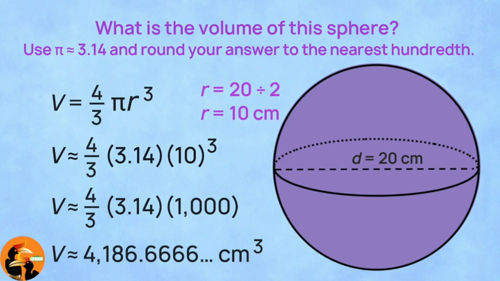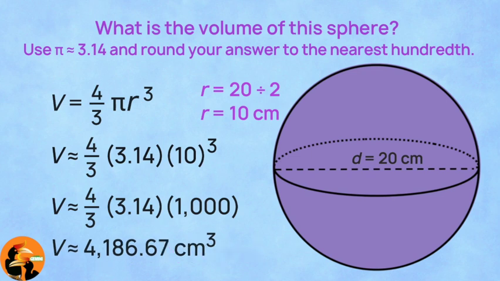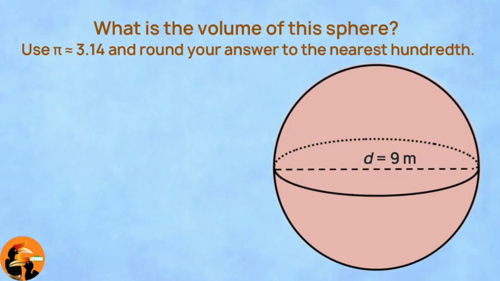Notice that the problem asks us to round our answer to the nearest hundredth, which is 2 decimal places. Since the digit in the thousandths place is a 6, we round up, and we get the approximate volume of 4,186.67 cubic centimeters. In our third example, we are again working to find the volume of a sphere.